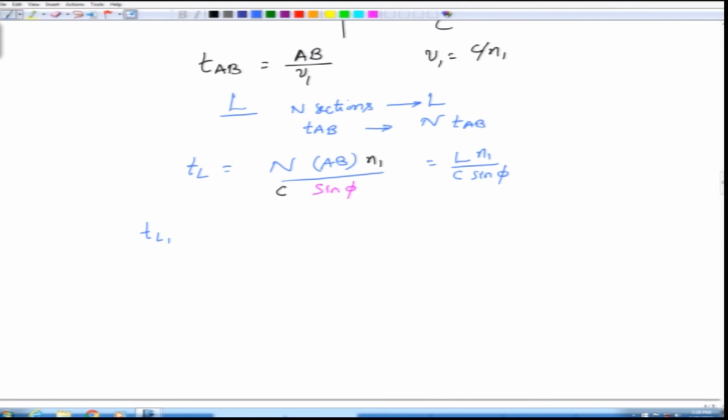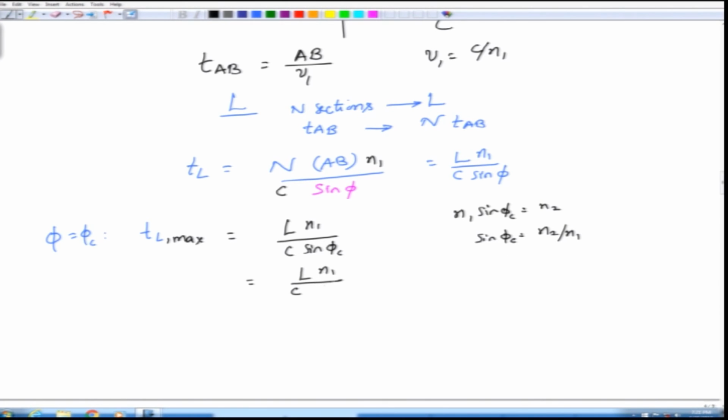You start with the case when phi is equal to phi C, which means you are at the maximum value for light to propagate. So, this is what you get, TL max, and this is given by L n1 by C sin phi C, but I know that n1 sin phi C is equal to n2, therefore, sin phi C is given by n2 by n1. So, I can substitute for that. So, I get L n1 by C into sin phi C, which is nothing but n2 by n1, correct. So, n1 goes to the numerator, so it becomes n1 square L by n2 into C.